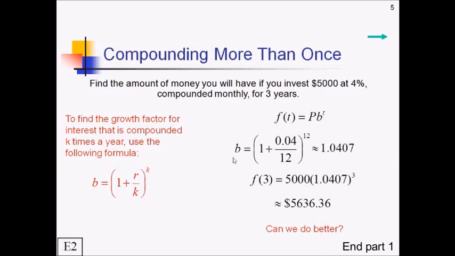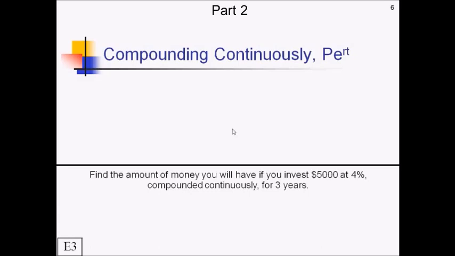And yes, we could compound daily, and then we'd be using 365 instead of 12, and we could compound by the minute, but can we do even better than that? So if we keep compounding more and more often, at some point we're going to ask the question, well, what would happen if we compounded continuously $5,000 at 4% for 3 years? And by continuously, I mean compounded an infinite number of times per year.